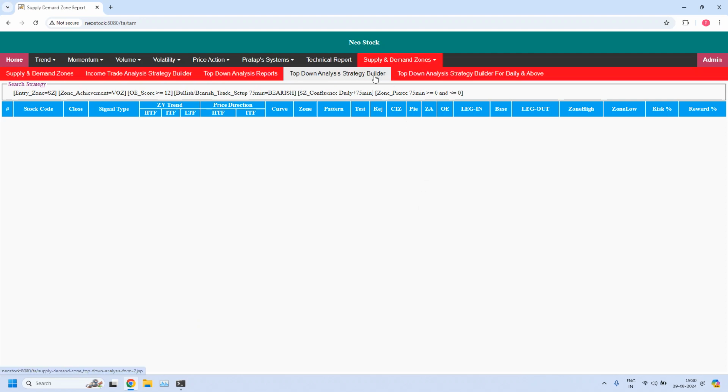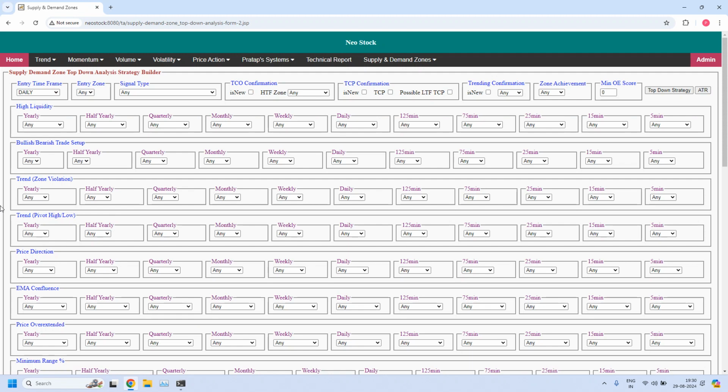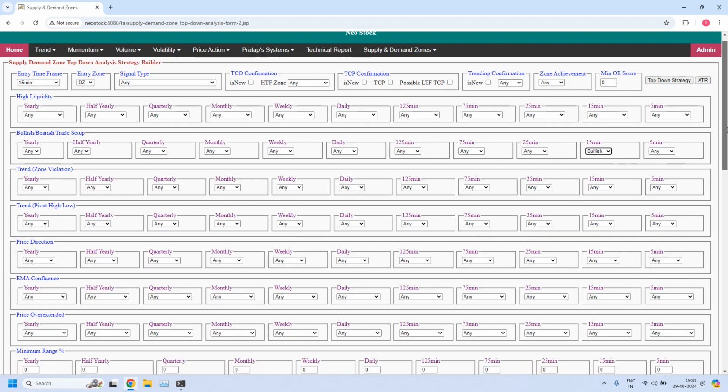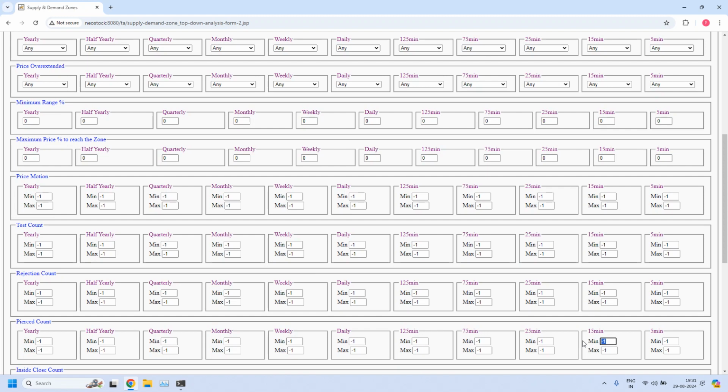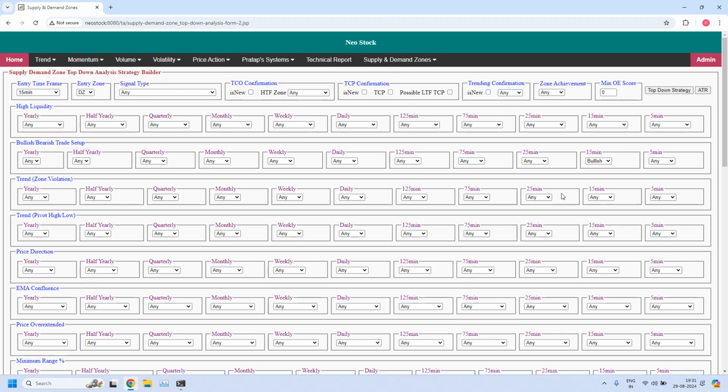So the next one is daily income trade bullish trade setup. For daily income trade bullish trade setup, entry time frame is 15 minutes. Entry zone is demand zone. In bullish or bearish trade setup at 15 minutes, I am selecting bullish. The 15 minutes demand zone should not be pierced. So in the pierced count, 15 minutes time frame, I am setting minimum value 0, maximum value 0. That means zone is not pierced. Zone achievement is violated opposing zone. Minimum odd enhancer score is 12. All the 3 filters are applied to 15 minutes demand zone.